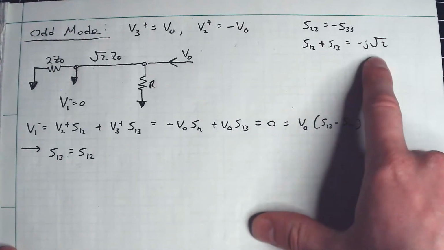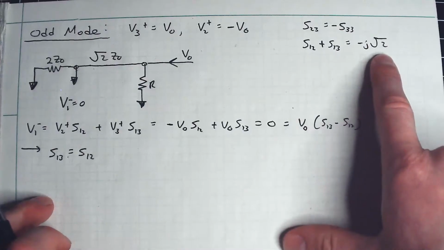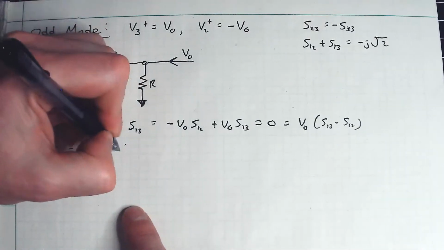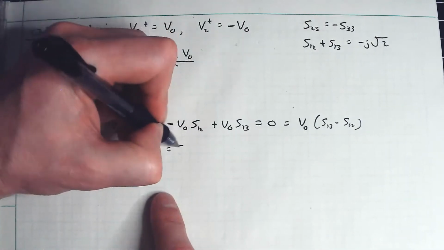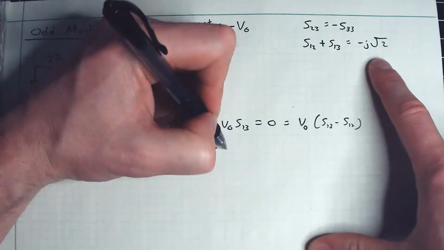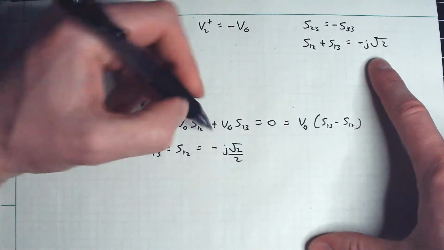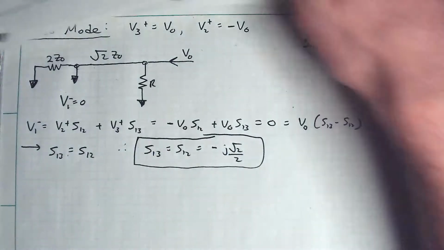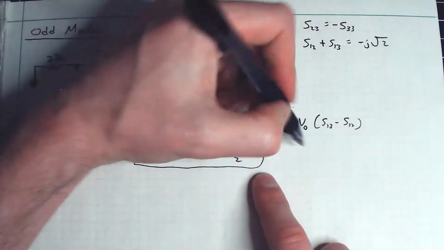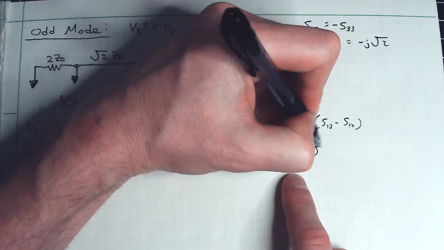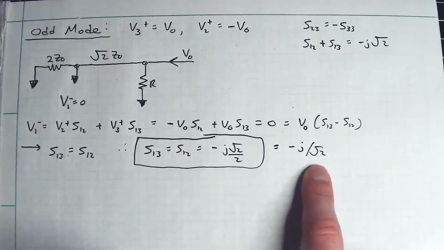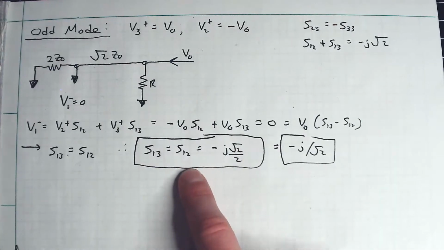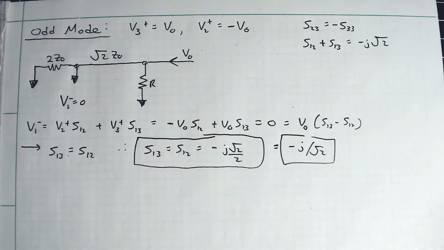Okay, so we have that situation up here where the sum of them has to equal this particular value here, and they are equal to each other. Therefore, S13 is equal to S12, which is equal to negative j root 2 over 2. Is that right? Am I doing that right? Yes, or you can also write this as negative j over square root of 2. Okay, so I have now just exactly solved two more of my matrix elements, and that basically just leaves a couple more issues.